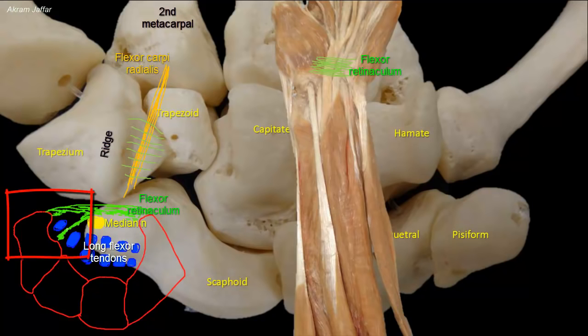But on the lateral side, you can see that there is a separate compartment that is occupied by the tendon of flexor carpi radialis, which lies in the groove between the ridge of the trapezium and the fibrous partition that bridges the groove.